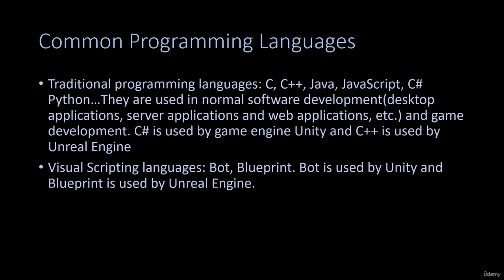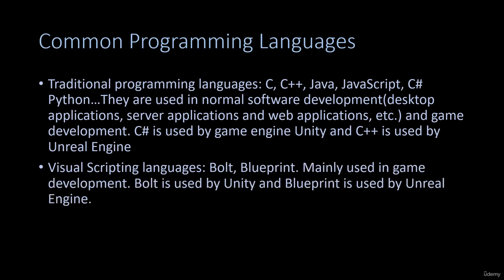There are two types of programming languages. Traditional programming languages like C, C++, Java, JavaScript, C#, Python, they are used in normal software development for developing desktop applications, server applications, web applications, etc. And also game development, of course. C# is used by game engine Unity and C++ is used by Unreal Engine.